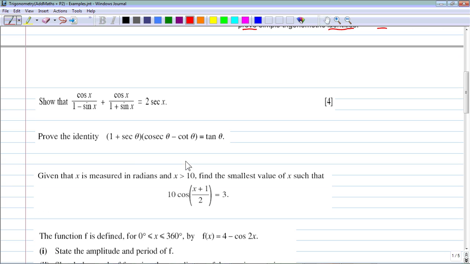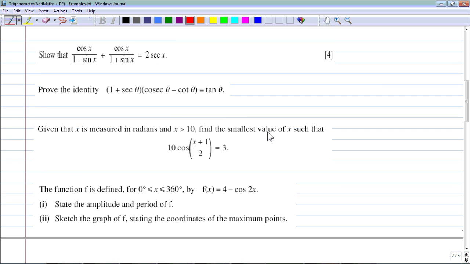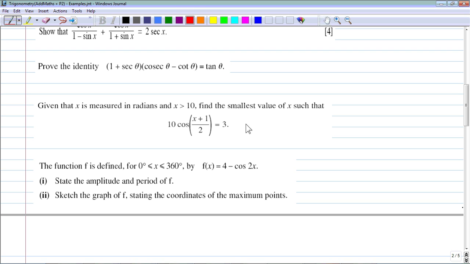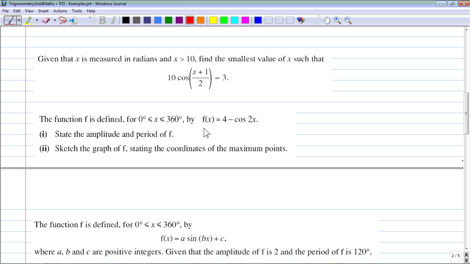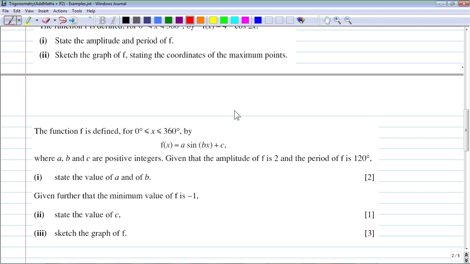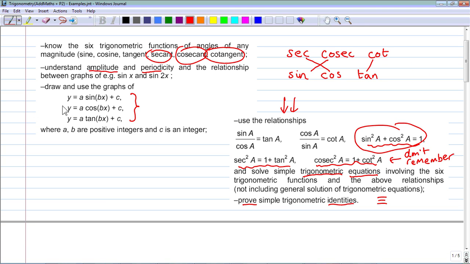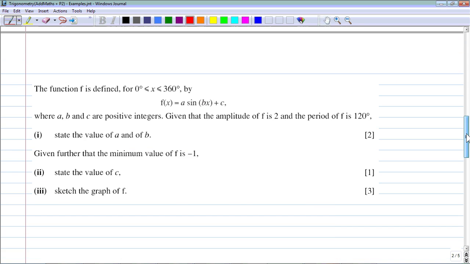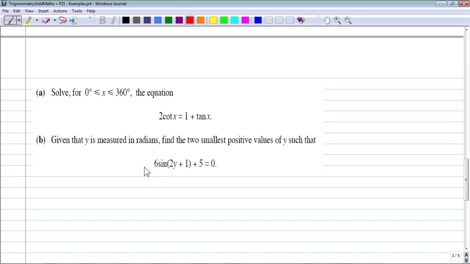Okay, now I'll very briefly show you a couple of examples. Here's one. This is proving an identity. This is proving another identity: 1 plus sec theta times cosec theta minus cot theta equals tan theta. Then we have the solving of an equation here. Shouldn't be too difficult for most people. And then the other two, I think, sorry, this one is about drawing graphs: a sine bx plus c, similar to this here. And the last one is again solving equations, maybe slightly more difficult, but not very.